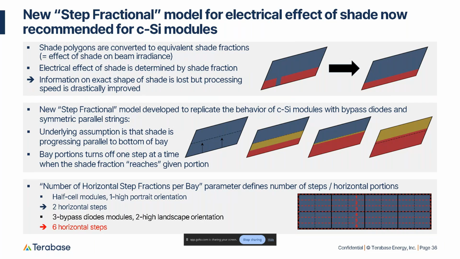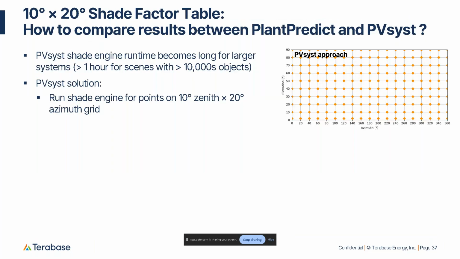So now that we can do these shade calculations, how can we validate these and how can we compare the results? And in particular against PVCs. So the PVC shade engine runtime becomes fairly long for larger objects. On my laptop, it takes over 1 hour once you go past a couple 10,000 objects.